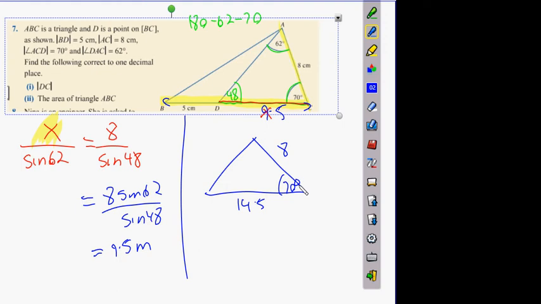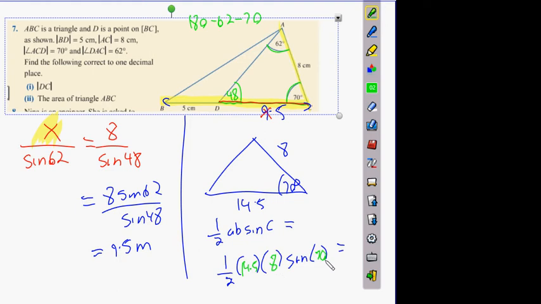What's the formula for the area of the triangle if you have an angle to use? Half AB sine C. And what do we get then? Half, bracket, 14.5, 8, and sine 70.